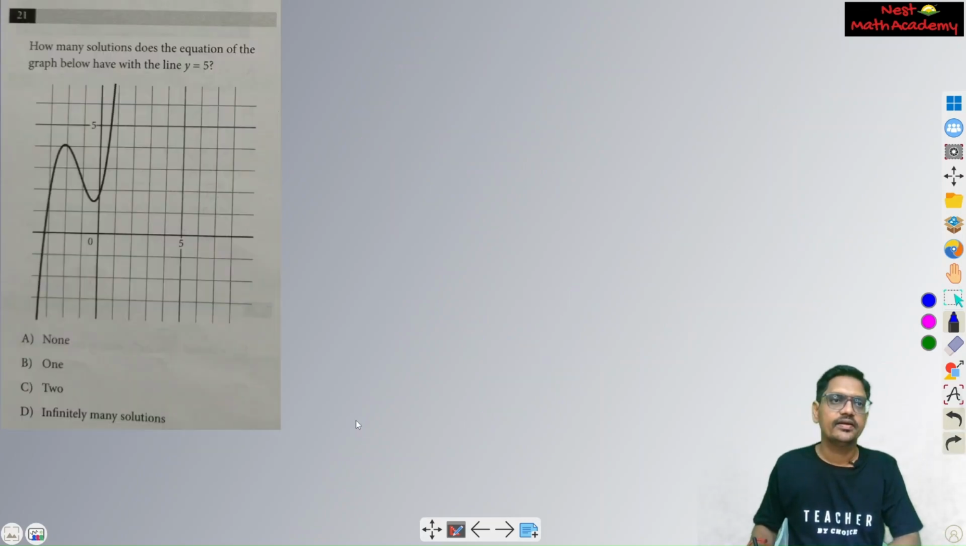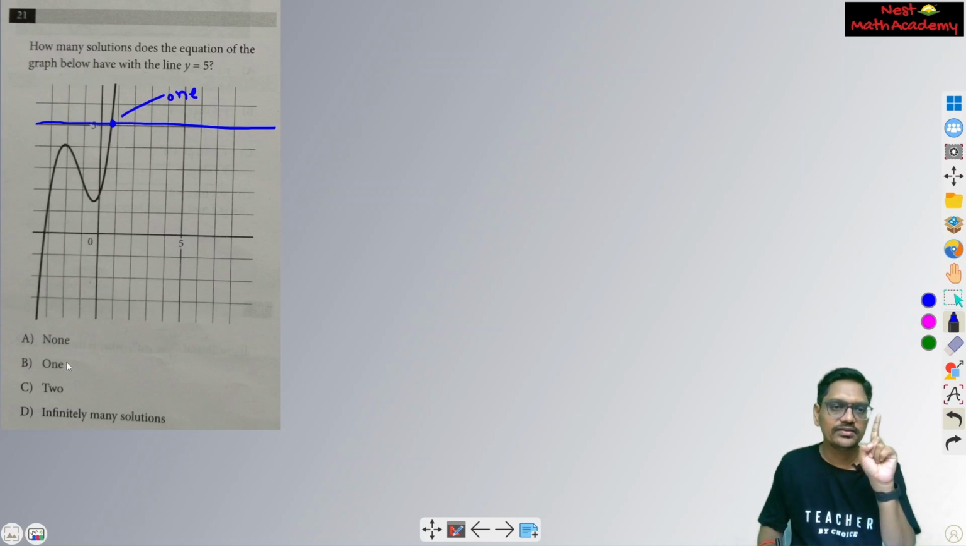Question number 21. How many solutions does the equation of the graph below have with the line y is equal to 5? Easy one. See, this is the graph and this is the y equals 5 line. Solution means nothing but the point of intersection where both of them become equal. So the line is cutting the graph at only one point. Therefore, this has only one solution.